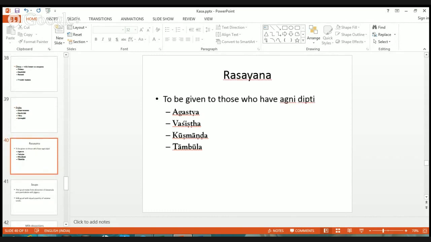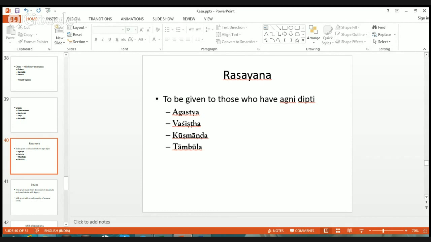Then comes the rasayana. Once the doshas are properly balanced, then we come to rasayana. Rasayana means that which is strengthening the system, strengthening the immunity, strengthening the organs, strengthening the srotas. The rasa ayana. It is dealing with the proper flow of rasa in the body, the flow of the rasa from the rasa dhatu up to the shukra dhatu. So we have different rasayanas: Agastya rasayana, Vashishta rasayana, Pushmand rasayana, Tambula rasayana.